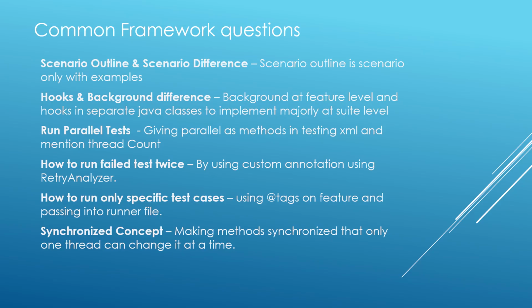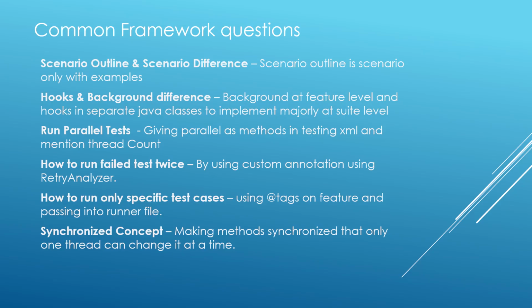Then comes another favorite question of the interview, running parallel tests. So how do we run parallel tests? We pass parallel equals methods and the thread count in the testng XML to run scenarios in parallel. And if you want to run the failed test cases twice or thrice, the ideal way is to go to the TestNG listeners, and we create one RetryAnalyzer in that, and we call that, and we define the retry count over there. This is the way to achieve running failed test cases multiple times.